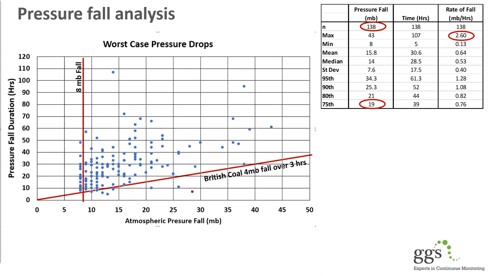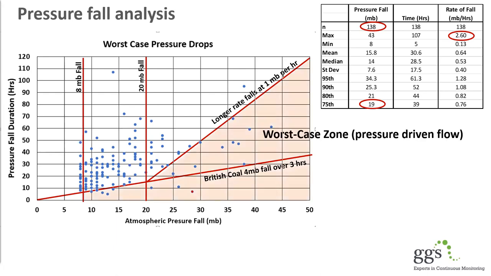Now we've got some older guidance that gives us some indications of what they considered significant. British Coal decided that a 4 millibar fall over 3 hours was very significant, and indeed it is. We can draw that line on that scatter graph as well. Then we might consider the 75th percentile as being significant for our needs and purposes, and we put another line there. And then we might also consider that longer rates of fall at 1 millibar are all considered significant. And then we can start to shade that area as what we can call our worst case zone, pressure differential flow.